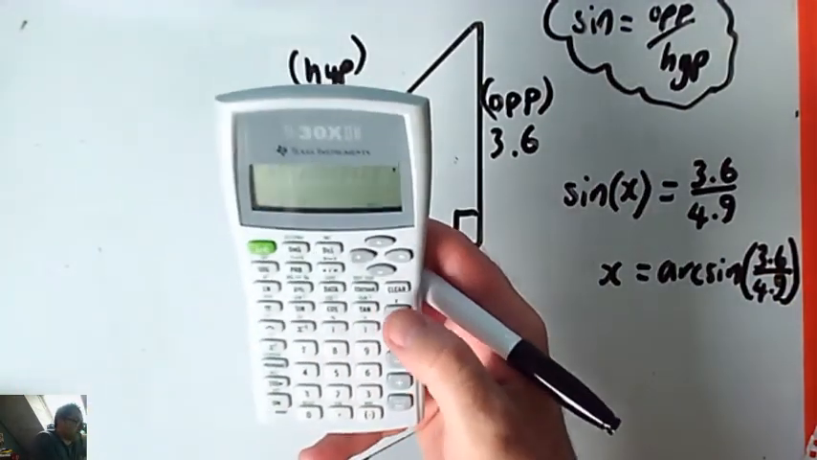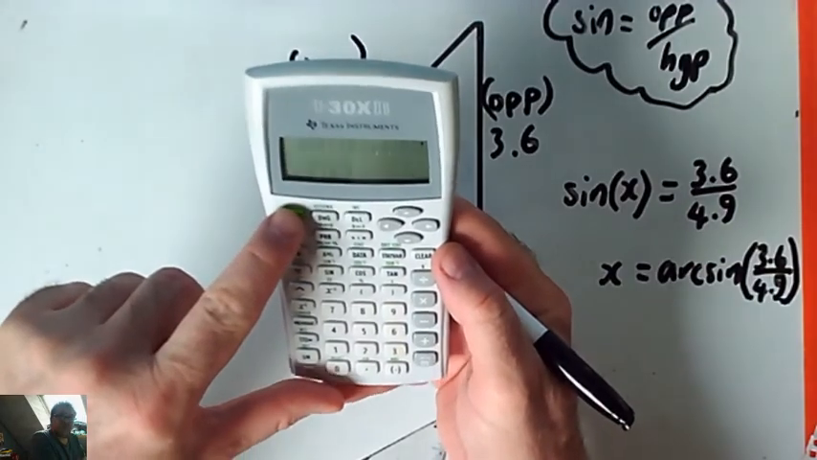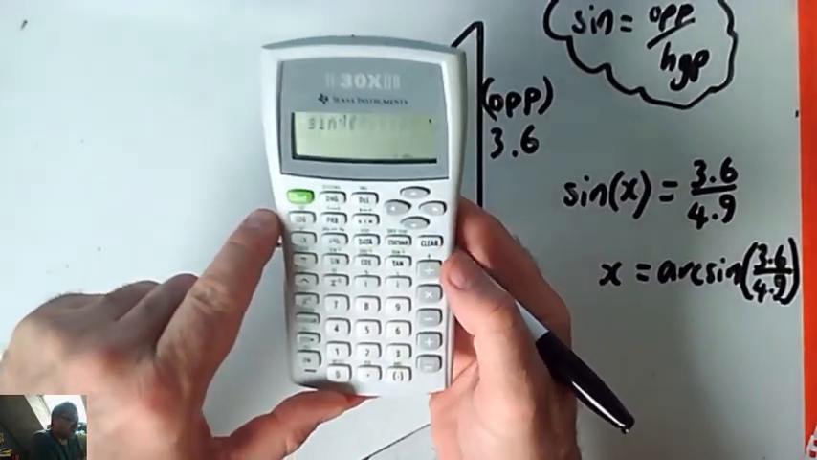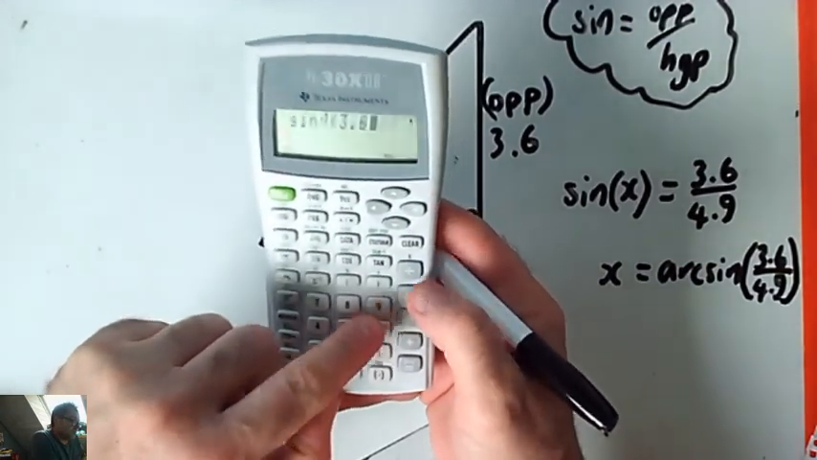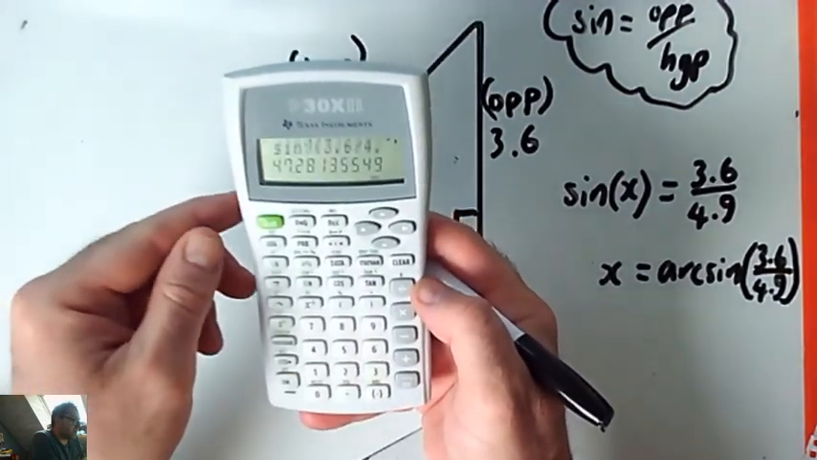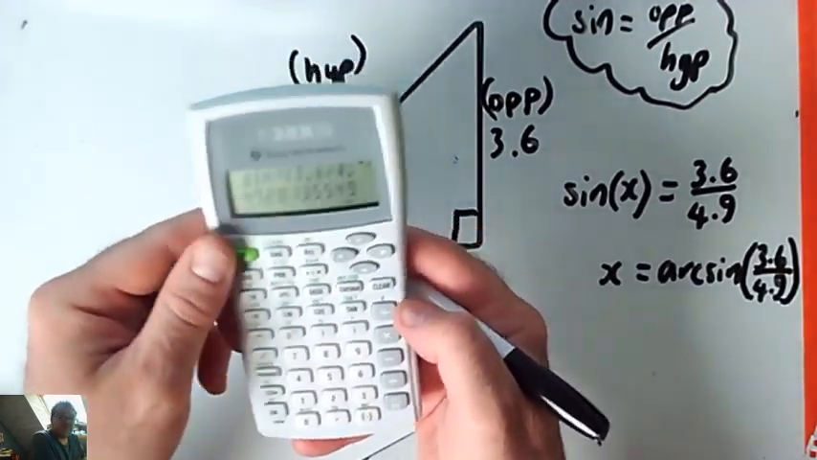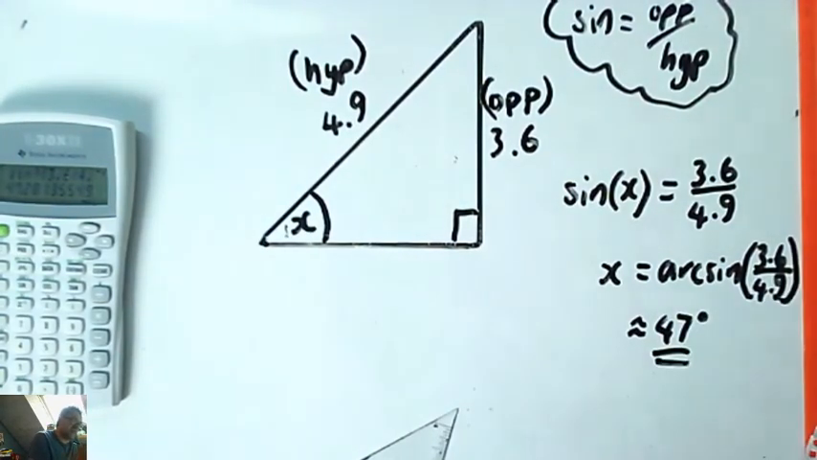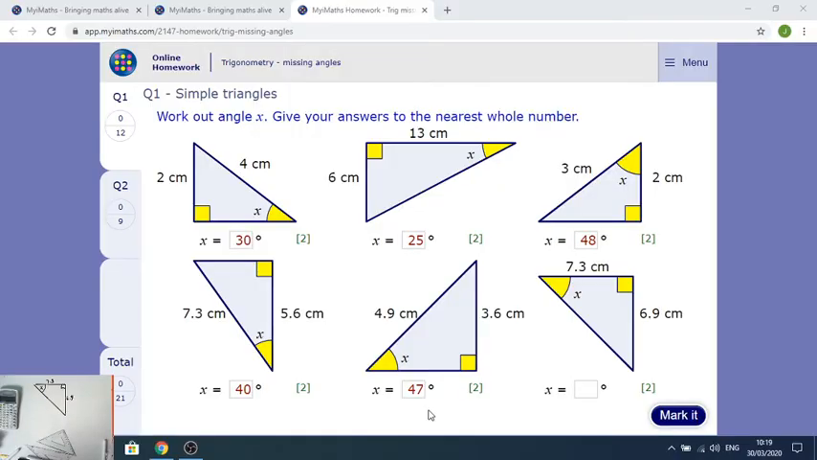So out with the calculator. Shift button first and then sine to get inverse sine or arc sine. 3.6 divided by 4.9, close bracket, equals 47.28. So that's 47 degrees to the nearest degree. So I filled in 47 there, and then on to the last one, which I will draw up on the board, which I've already drawn up on the board actually.